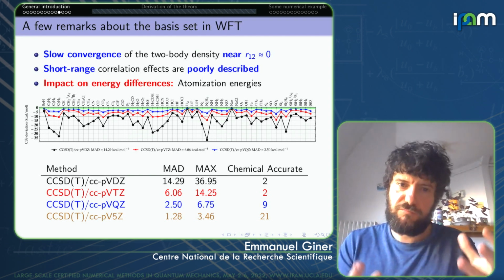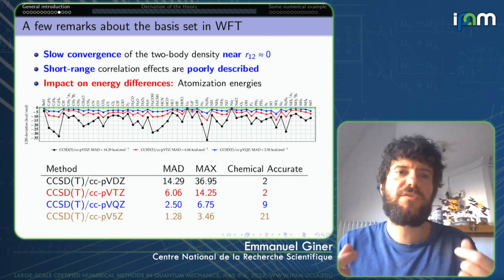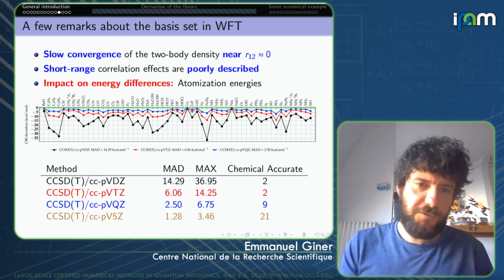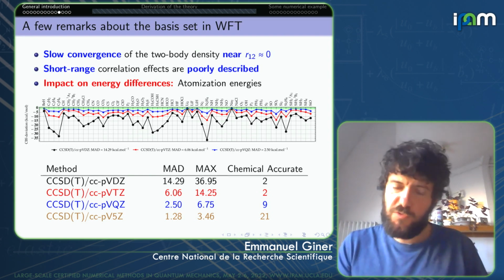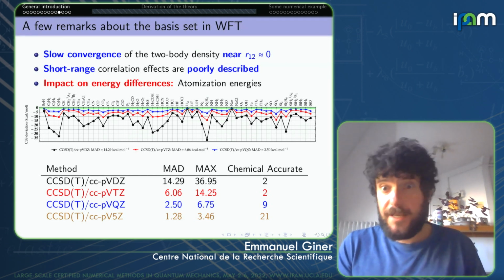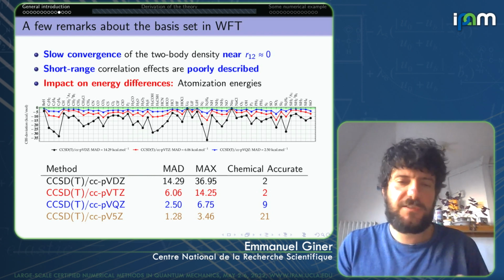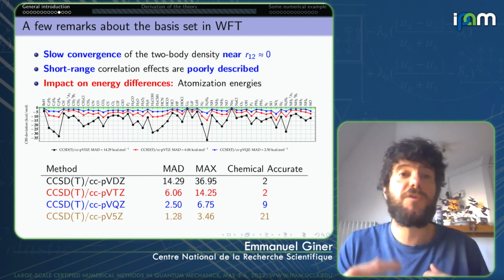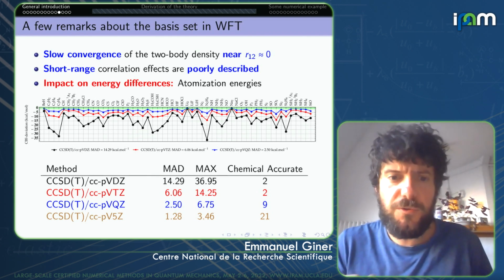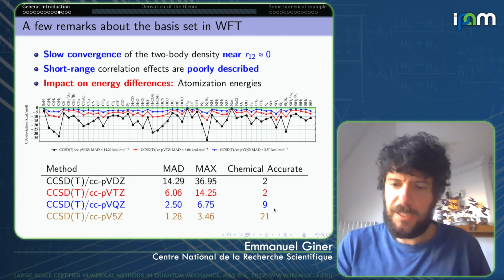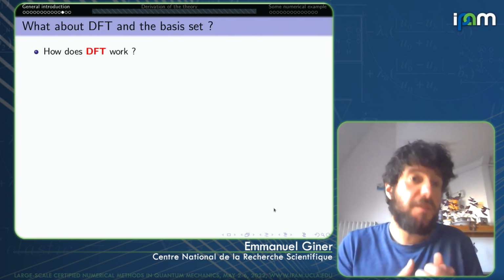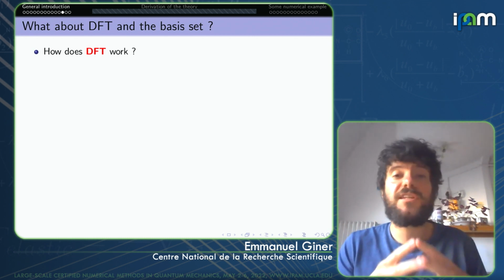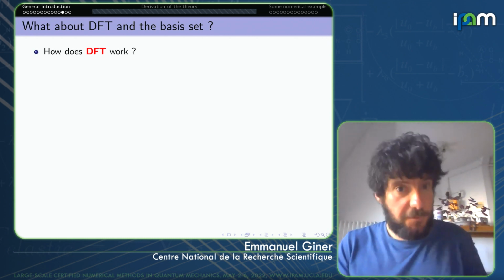So this was just to show you that the basis set problem in wave function theory is actually quite a severe problem, and getting convergence with respect to the basis set is a headache, because of course the computational cost increases drastically when you increase the basis set. So this was for the wave function theory. Now let's look at another theory and how it deals with the basis set: density functional theory.